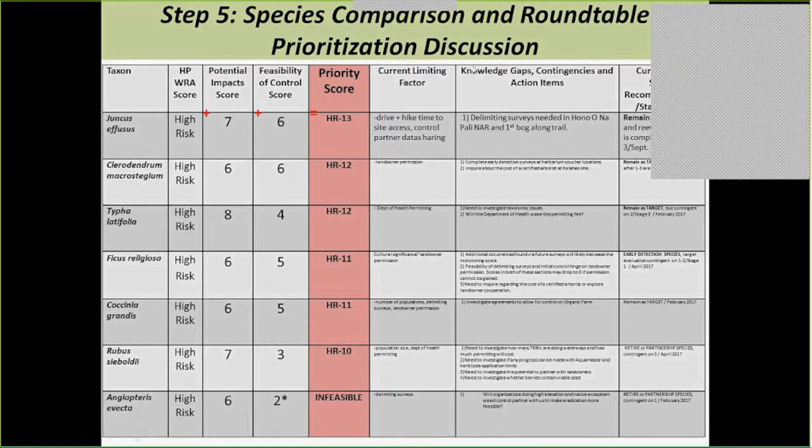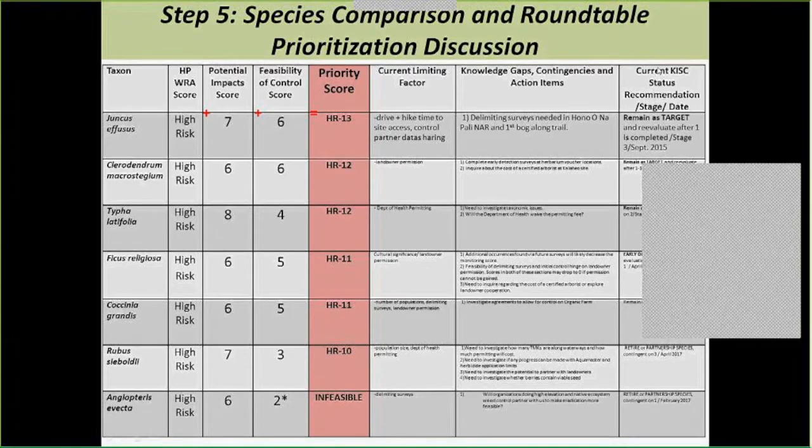And then there's this column that's the knowledge gaps, contingencies, and action items. Basically this ends up being a list of action items that you're supposed to do before you keep going. So here we have to do the delimiting surveys in the Ho'ono, Pali, Nar, and the first bog along the Alakai Swamp Trail.